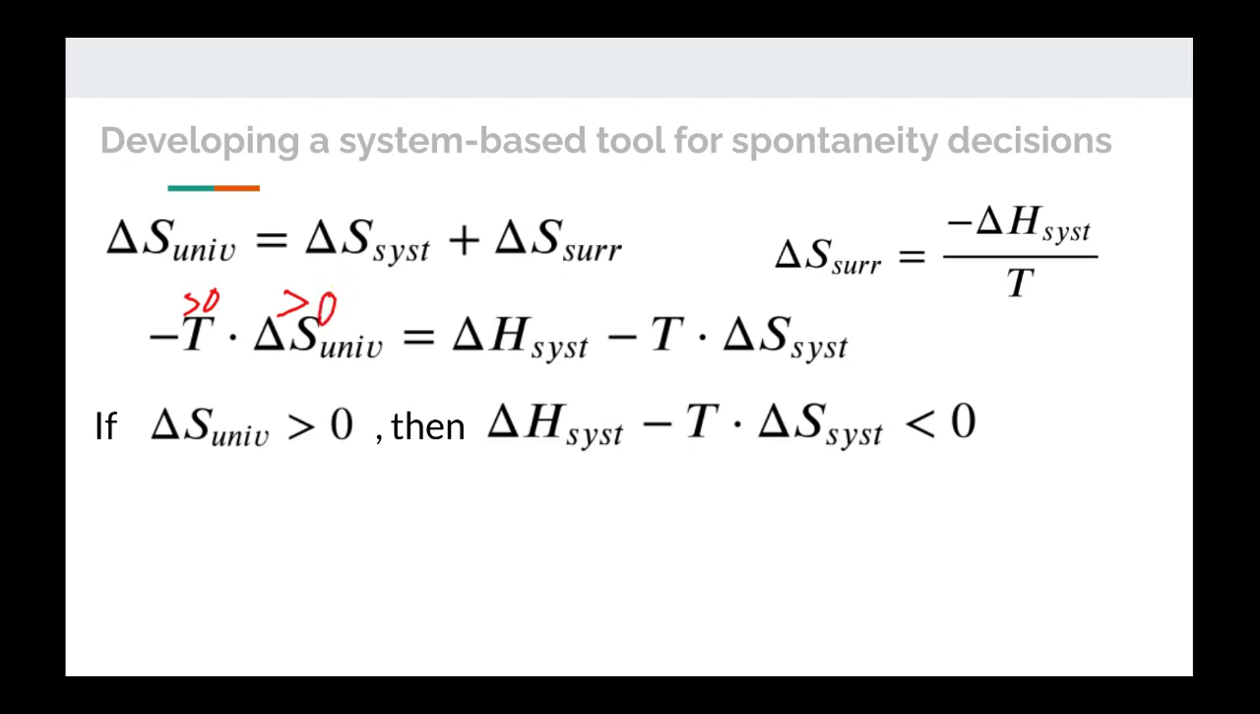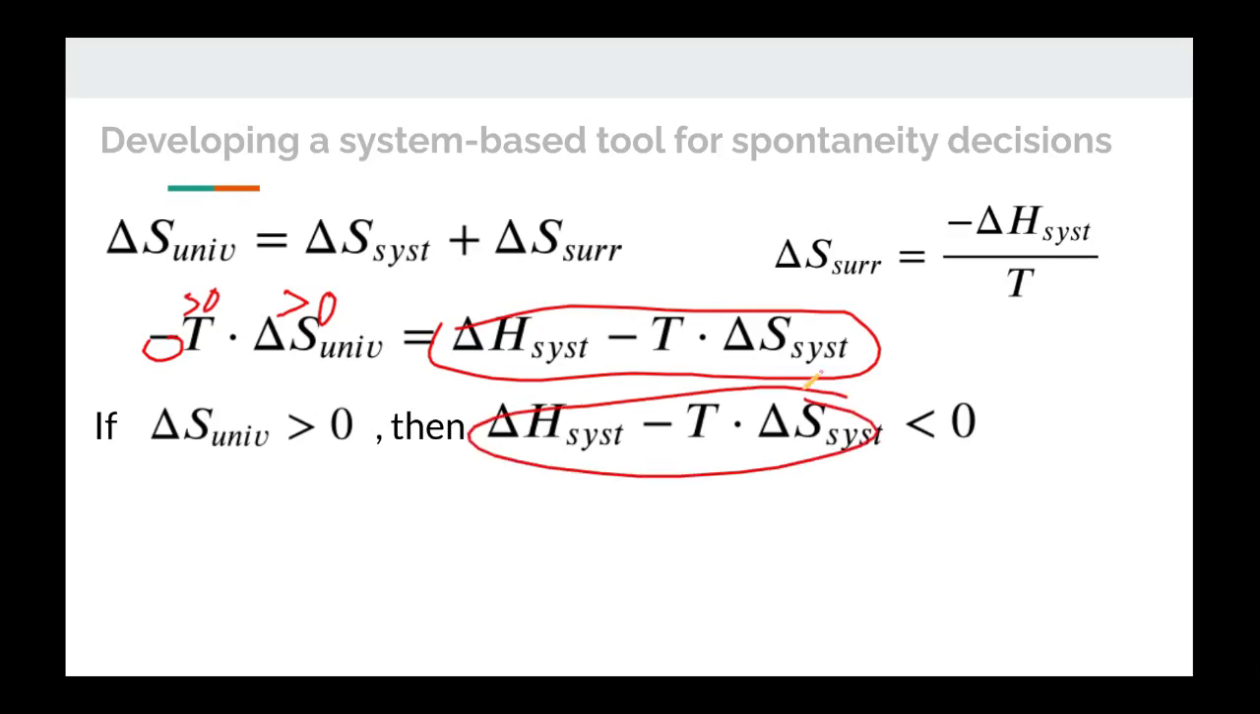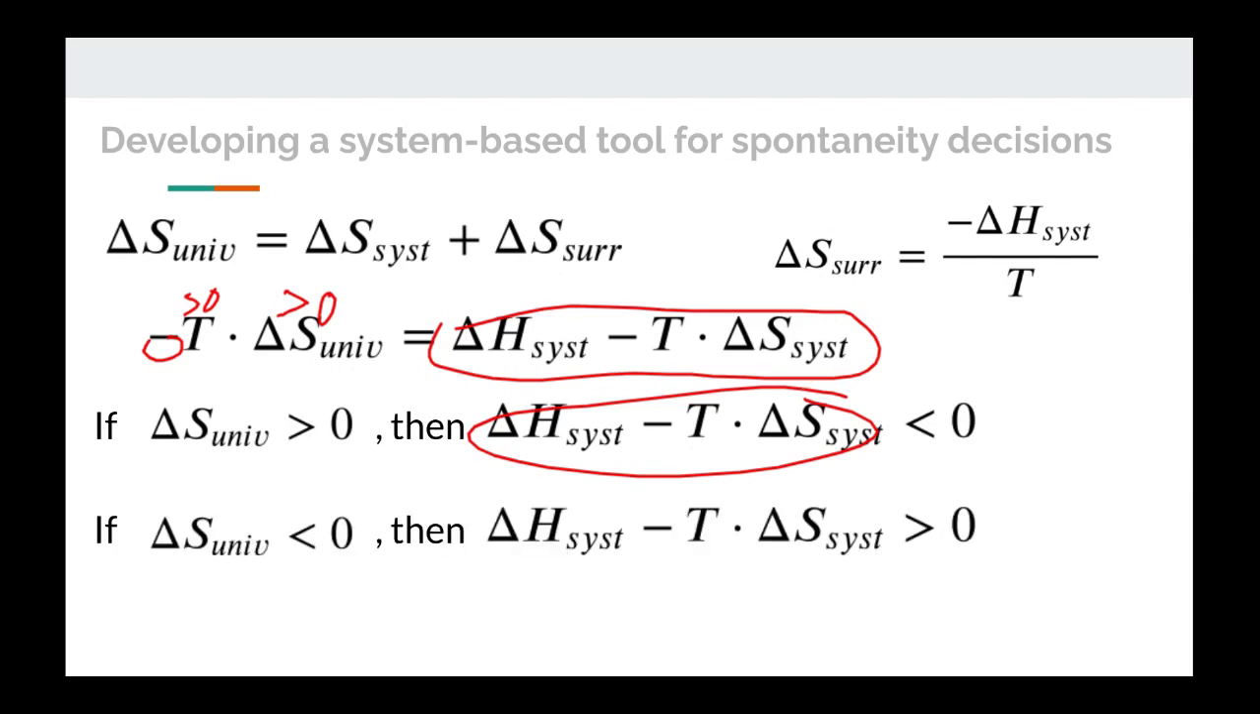Two positive numbers multiplied by each other are going to be positive, so the opposite of that, the negative of that, is going to be negative. So if this reaction is spontaneous, then this sum on the right-hand side, delta H system minus T delta S system, will be a negative number. So if that sum is negative, the reaction is spontaneous.